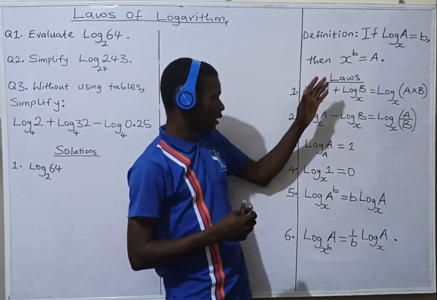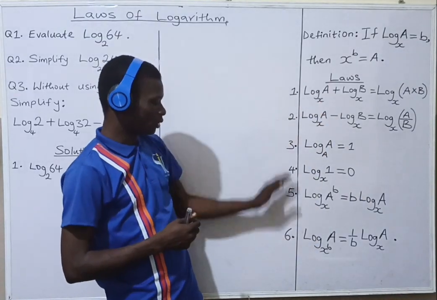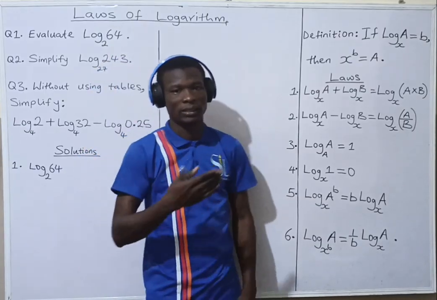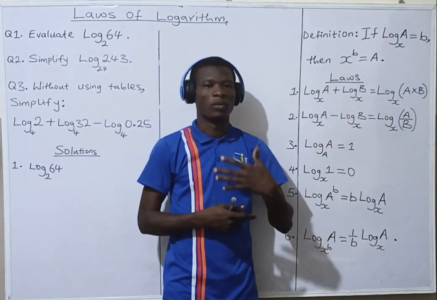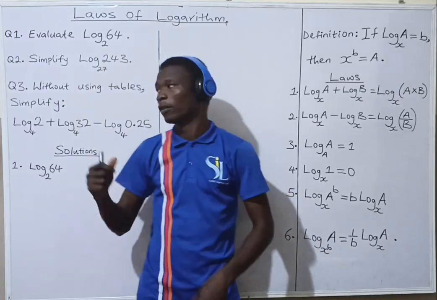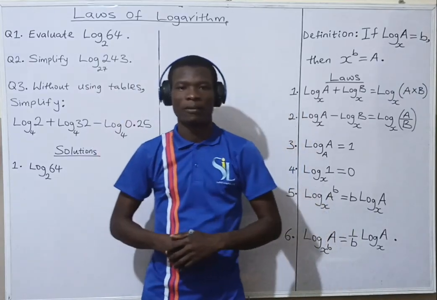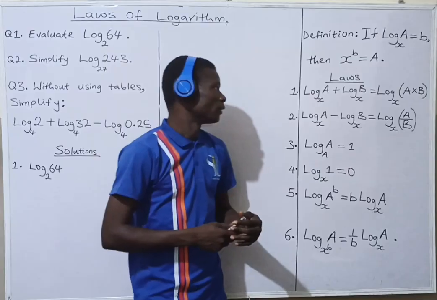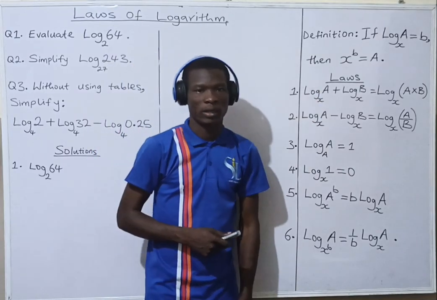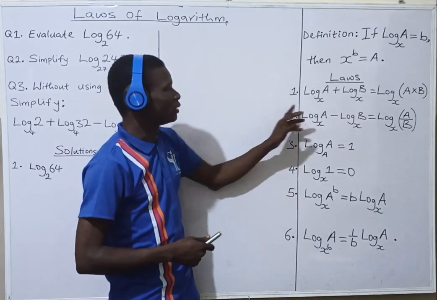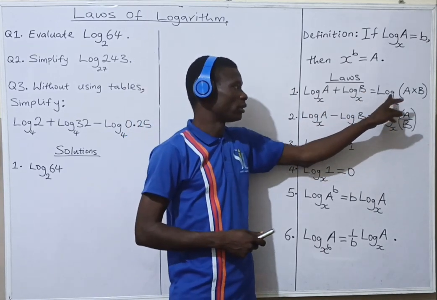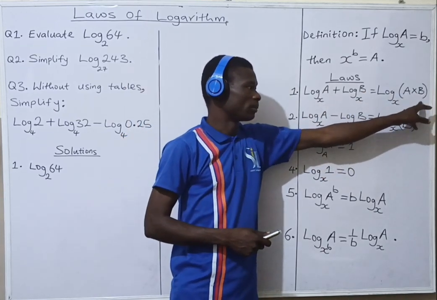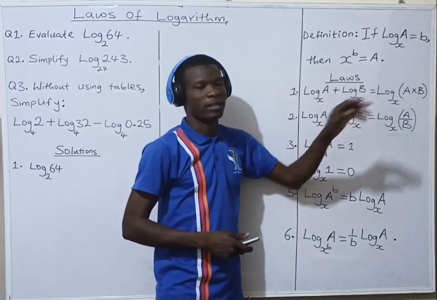So if you look at what I have on the board, where I have 1 to 6 laws, but of course there are 7 laws, because this logarithm is also very important when we want to evaluate questions involving logarithm, as you have some of them on the board already. Okay, so we are going to run through the laws very quickly. Law number 1 says log a to base x plus log b to base x equals log a multiplied by b having common base x.